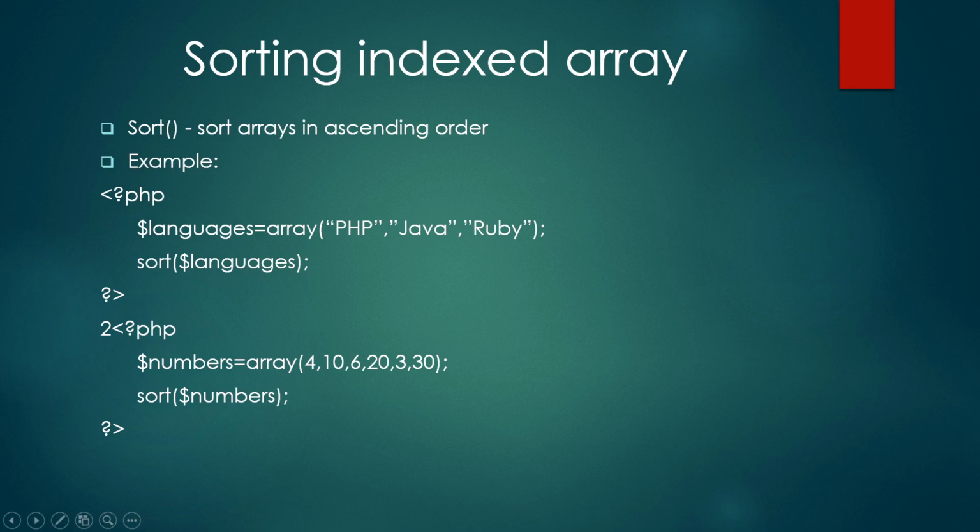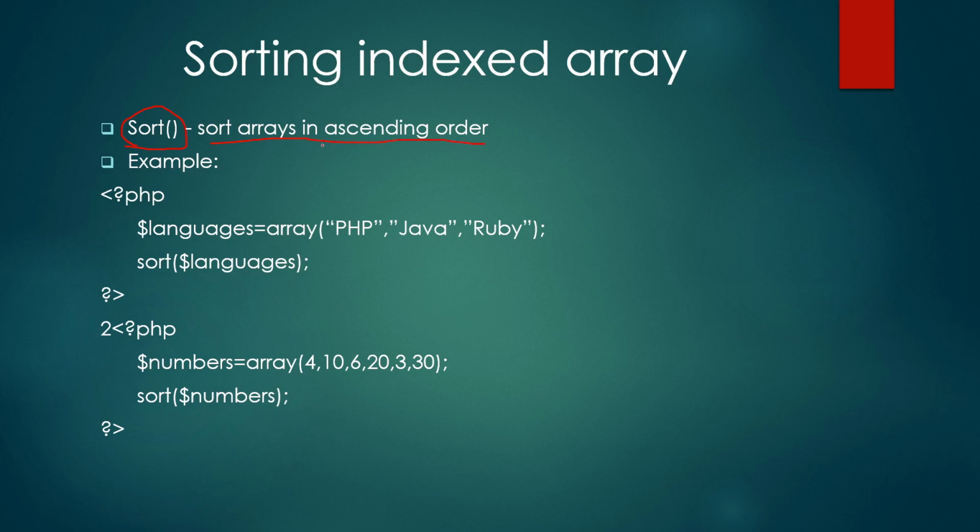In this video, we are going to learn how to sort arrays. So let's first study how to sort indexed arrays. Basically, we have to use a sort function. It is an inbuilt function which PHP has provided us. It sorts arrays in ascending order.